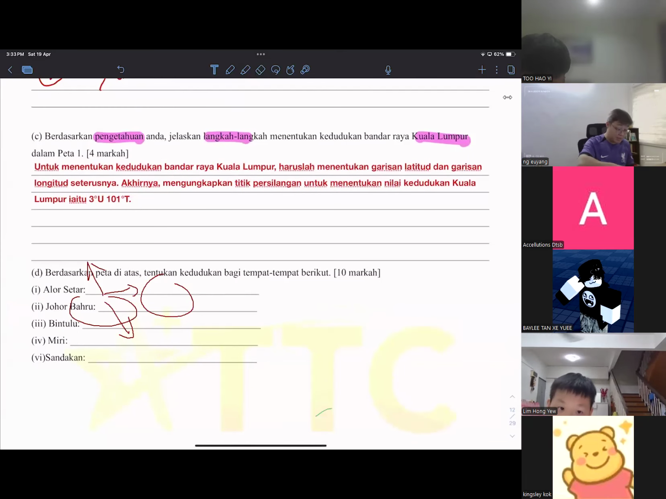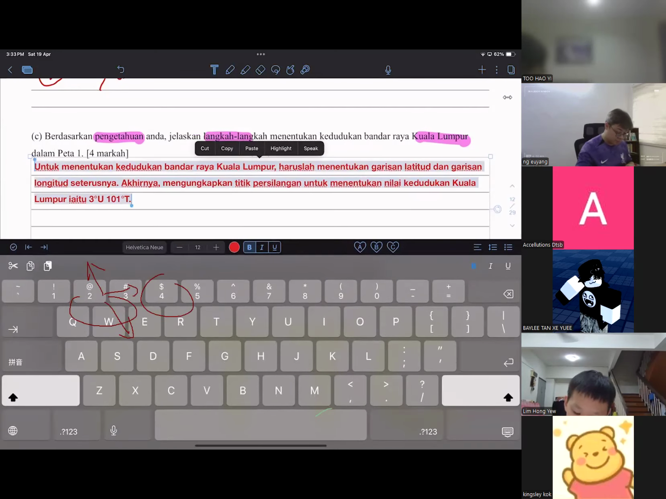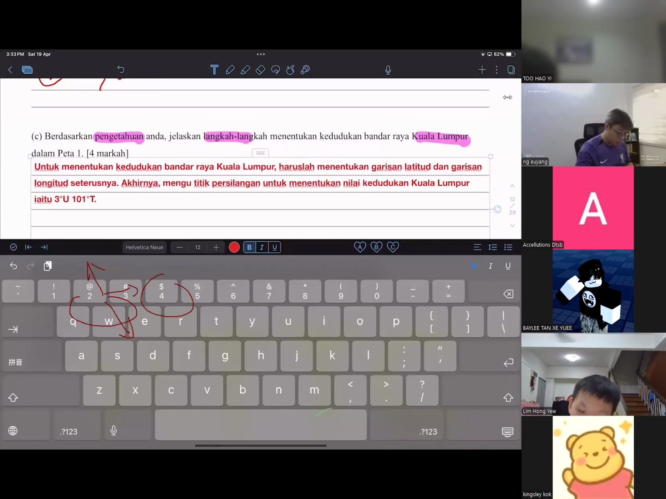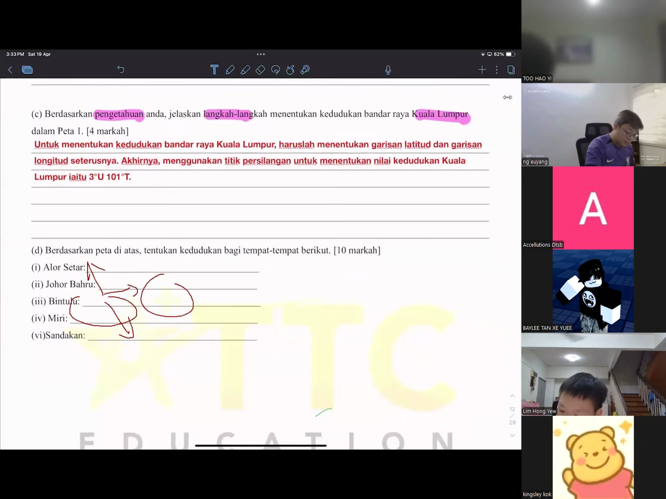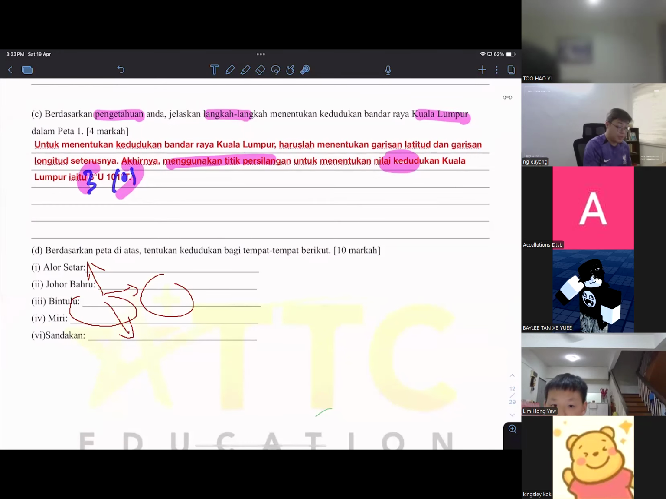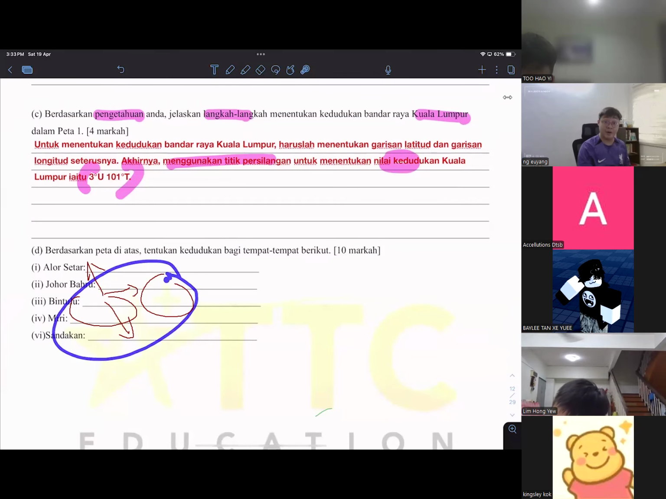So where are the 4 marks? First mark, menentukan garisan latitude. Second mark, garisan longitude for the second stage. And then try to menggunakan titik persilangan to menentukan the nilai kedudukan, which is your 4th mark for the real readings, which is 3 and 101. That's your 4 marks here. So the following kedudukan you can identify on your own, right? So done copying.